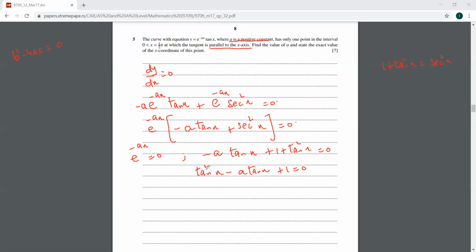It should have two roots because it's a quadratic equation, but since it's given, we can use this condition here. So I'll put b square minus 4ac, so that is a square minus 4 equal to 0. So your a square is 4 and your a is going to be 2. I'll not be writing plus minus 2 because again we are given that this a is positive. Okay, look at this, a is positive, it's given here. So a is 2. And then it says, state the exact value of the x-coordinate of this point.